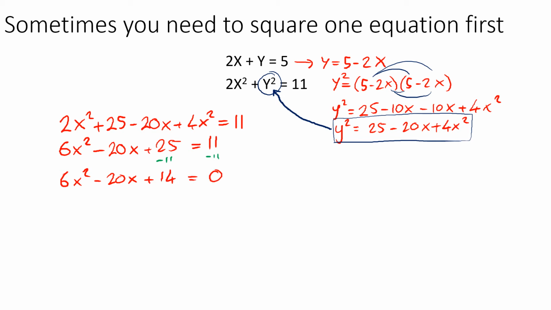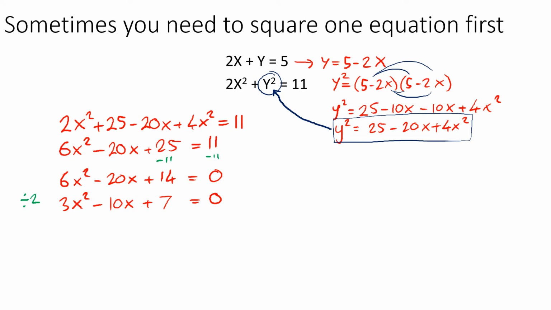Now if you're trying to solve that, this might be factorizable. Remember, you can always divide everything by a number and it might make it easier. So let's try that. So we can make this 3x squared minus 10x plus 7 is equal to 0. And we might want to use MAM with this.